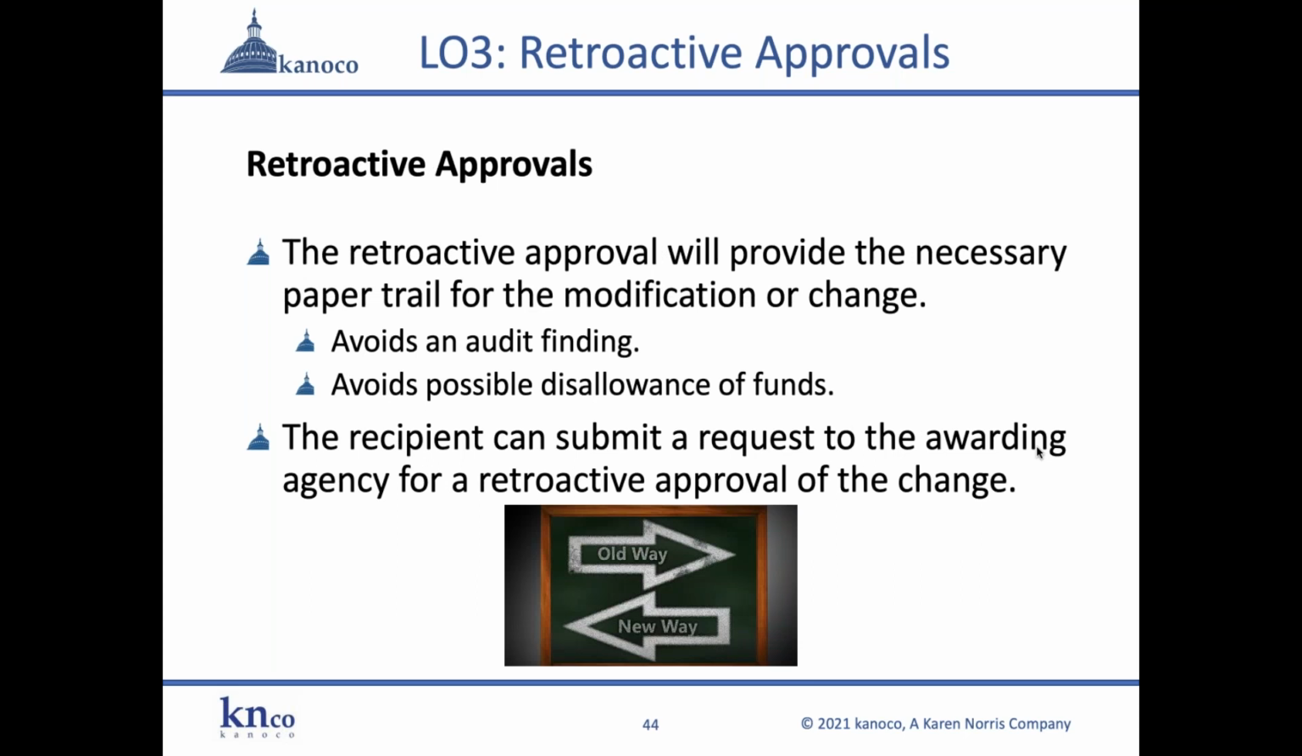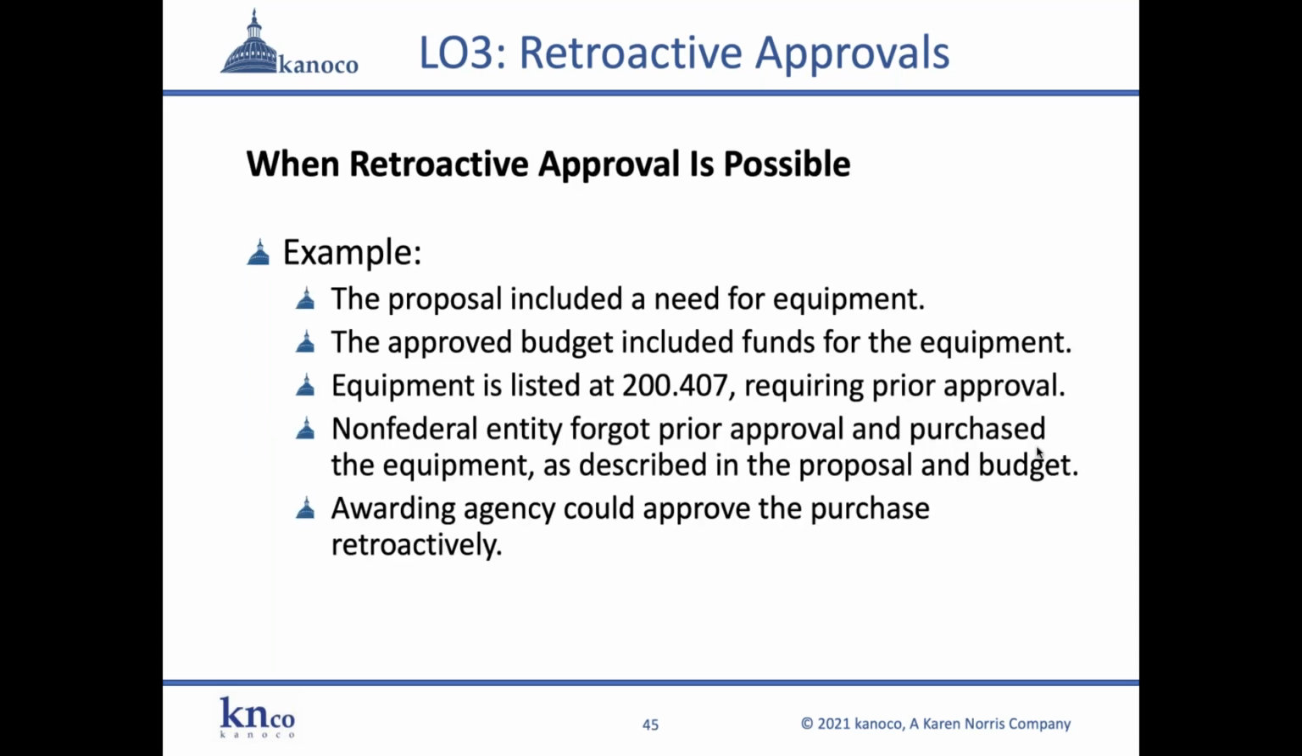So a retroactive approval will provide the necessary paper trail for the modification or the change. It avoids an audit finding, it avoids possible disallowance of funds. The recipient can submit a request to the awarding agency for a retroactive approval of the change. Like in an amendment request, you need to request the retroactive approval in writing. You're just requesting it after the fact. So here's an example when retroactive approval is possible.